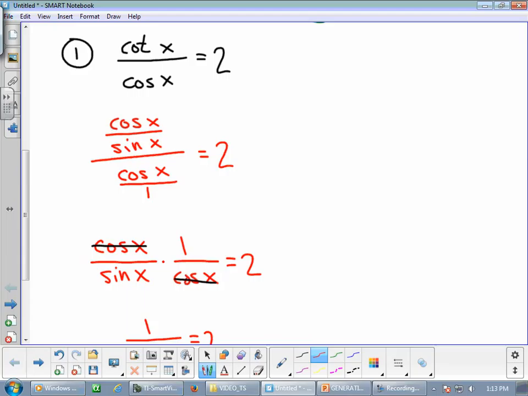Did anybody realize that this was one of the problems we simplified the other day? Did it look familiar at any point and go, oh yeah, we did that one? No? We did this one. It's in your notes. I think it was the first one we simplified when we did simplification.